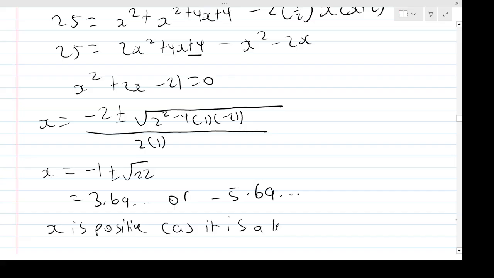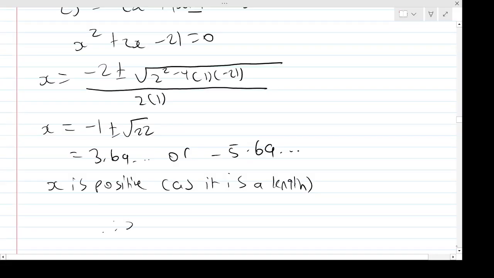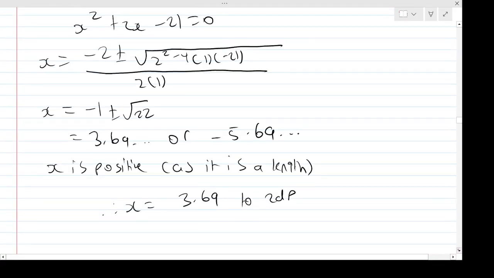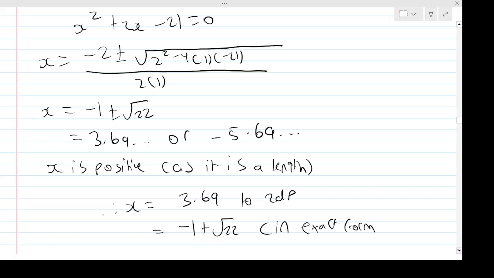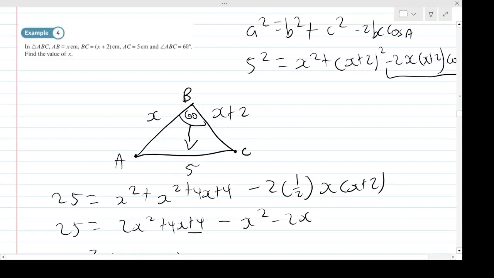Therefore, x is going to be 3.69 to 2 decimal places. If you were a bit unsure, I'll just give it in exact form. So I could say just minus 1 plus root 22 in exact form, meaning a form that has no decimals, in precise form with surds in.